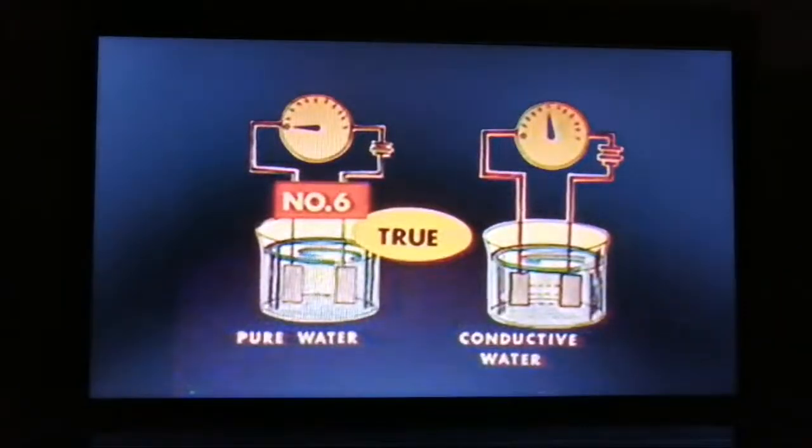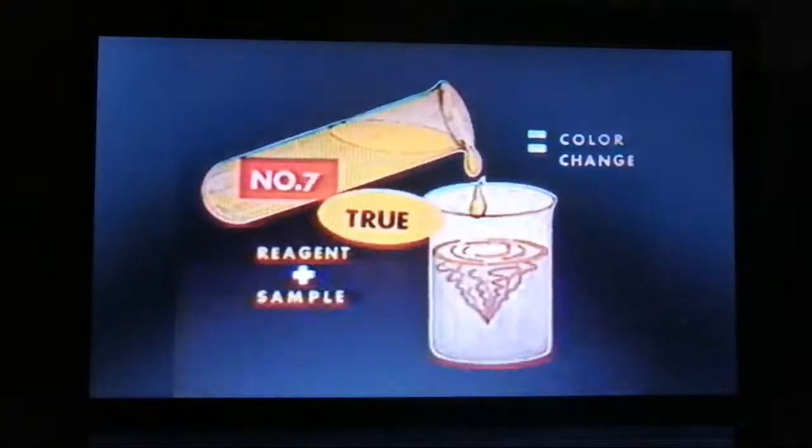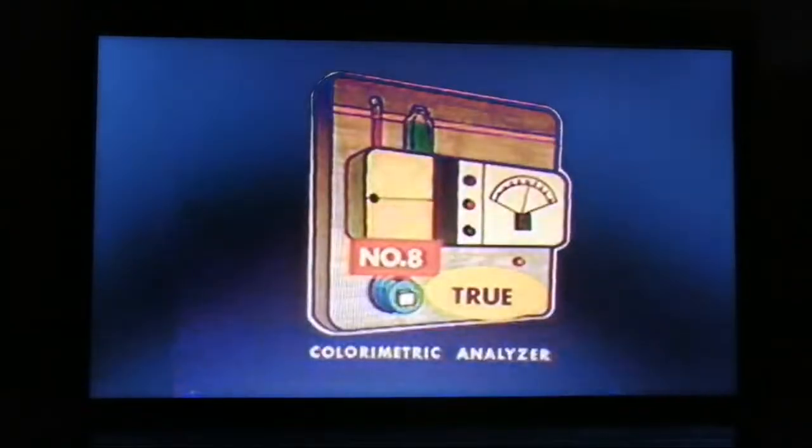Pure water lacks dissolved ions needed to conduct electrons, so 6 is true. 7 is also true. Colorimetric analysis uses the color change caused by a reagent in a feedwater sample. It does not rely on the color, if any, of the impurity itself. But these color changes can be so clear and the instrument so sensitive that they can detect minute traces by this means. So number 8 is true.